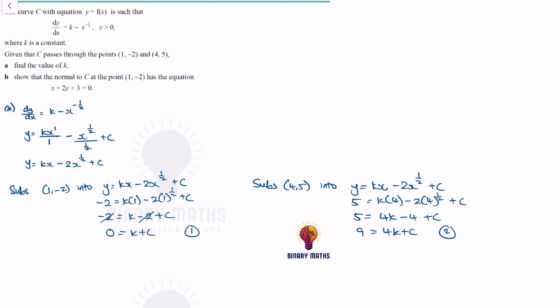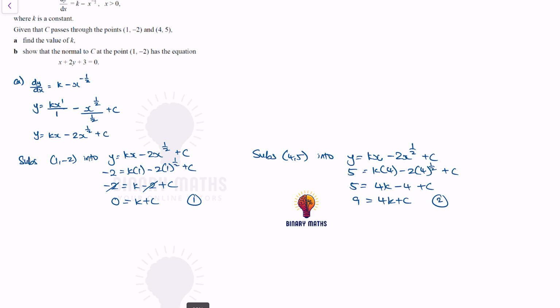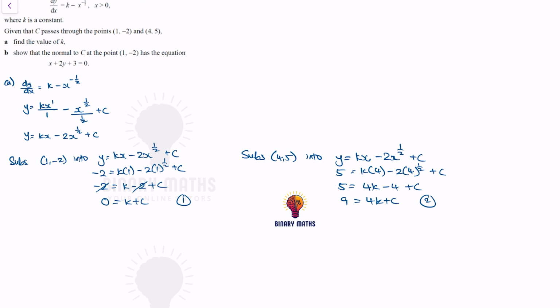So this is equation 2. If you look at both equations, I've got a plus c on the right hand side, so I can do 2 take away 1. If I do 2 take away 1, I've got 0 for the c terms. I get 9 take away 0, which is 9 on the left hand side.